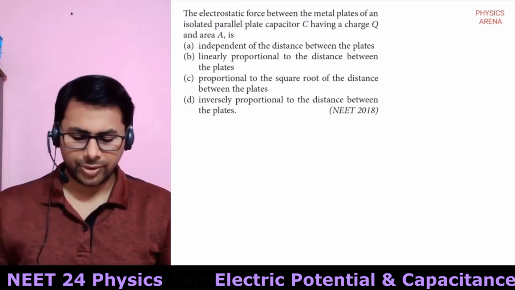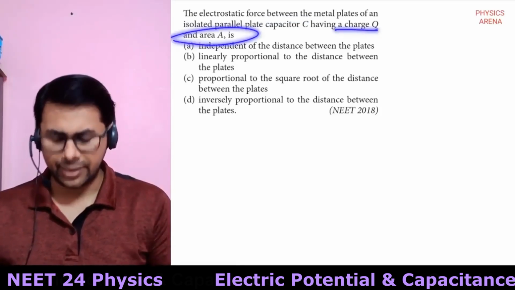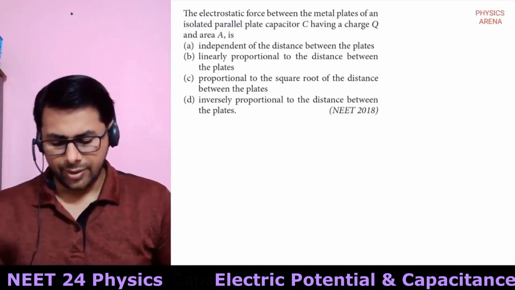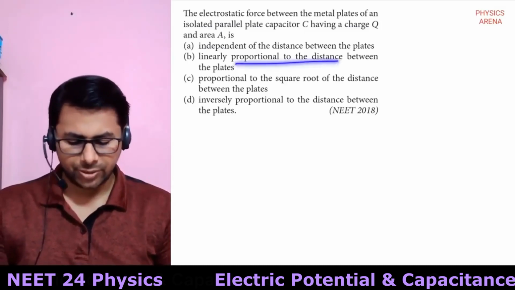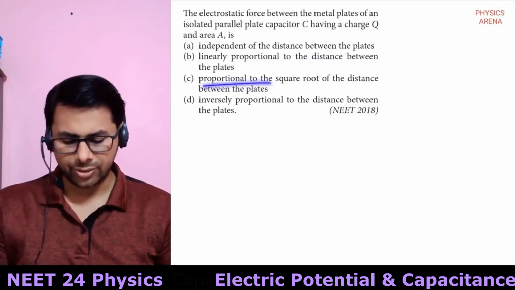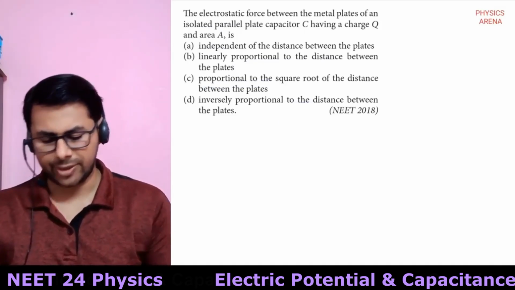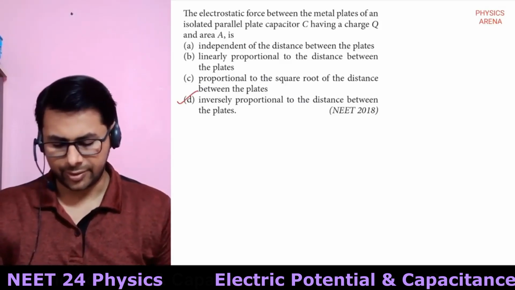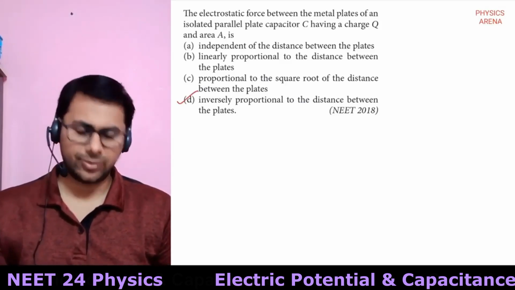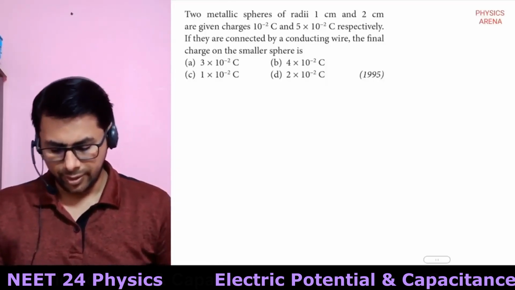The electrostatic force between the metal plates of an isolated parallel plate capacitor C having a charge Q and area A is: option A, independent of distance between plates; linearly proportional to distance between plates; proportional to square root of distance between plates; inversely proportional to distance between plates. What's the answer? Option D. C is equal to epsilon naught A upon D, so C is inversely proportional to D.